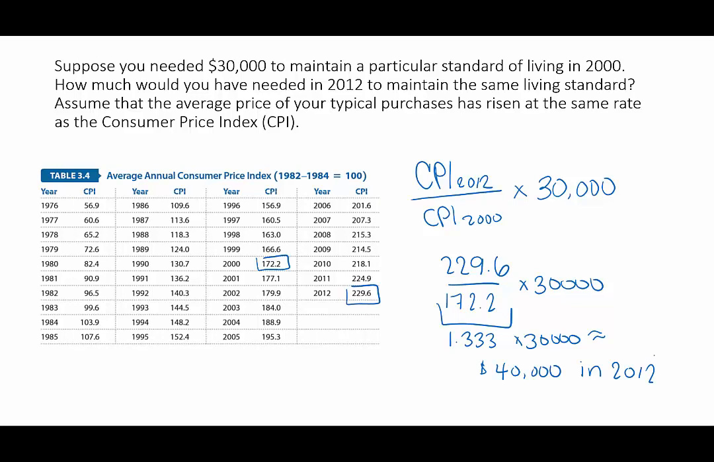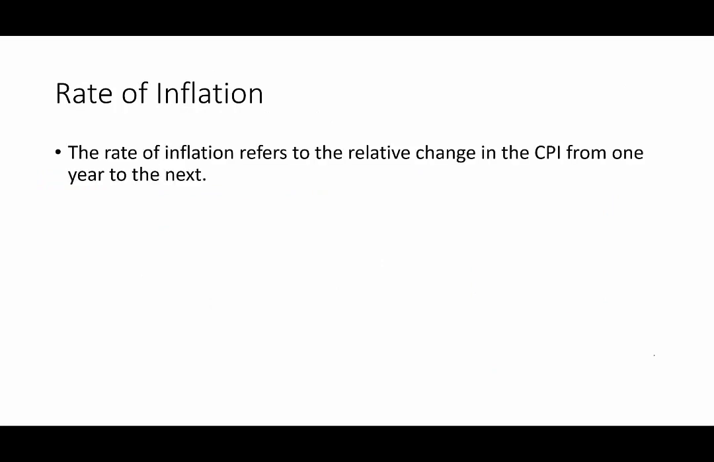It's a little bit weird with that year 2000 because it is not the way we say other years, but that's what that would mean. So if you made 30,000 in 2000, you would need to make 40,000 in 2012 to maintain that same standard of living. Next, we're going to talk about the rate of inflation.